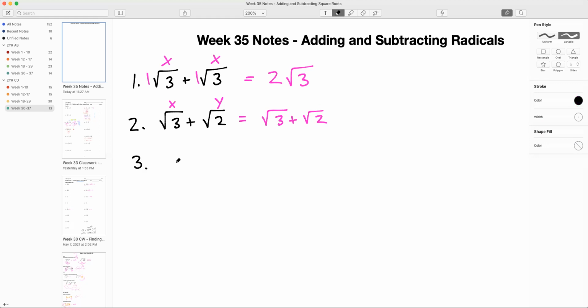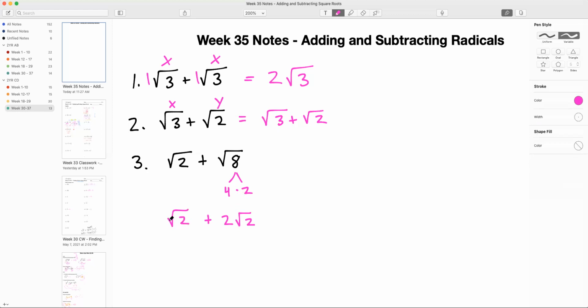Okay, number 3. Let's say that we have now a root 2 plus a root 8. Now you might be tempted to say, oh, we can't do this because they have different numbers under the radical. However, not so fast. We can simplify root 8. We know how to simplify that because it has a perfect square in it. That would be the 4. So it would be 4 times 2. And you take the square root of 4 and you get 2. This simplifies to 2 root 2. And then there's your root 2 coming down right there.